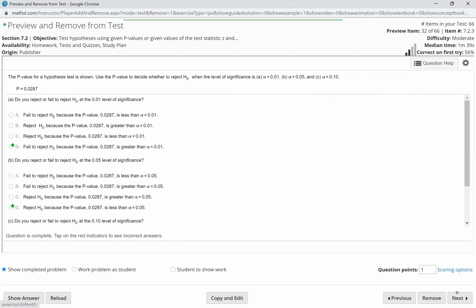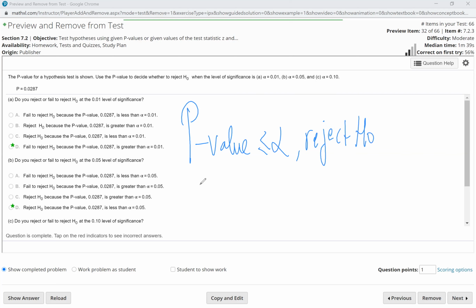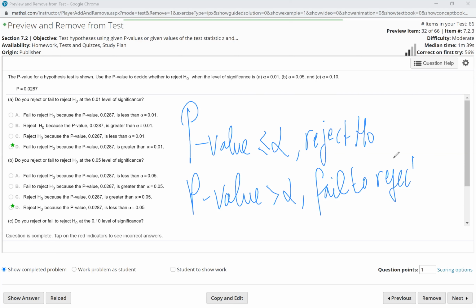Remember, this is the big deal for this book. P-value less than or equal to alpha, reject H0. P-value bigger than alpha, don't say accept H0, just use fail to reject H0. That's the highlight of this book.